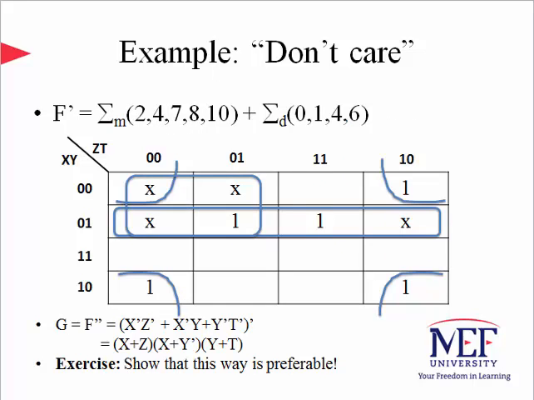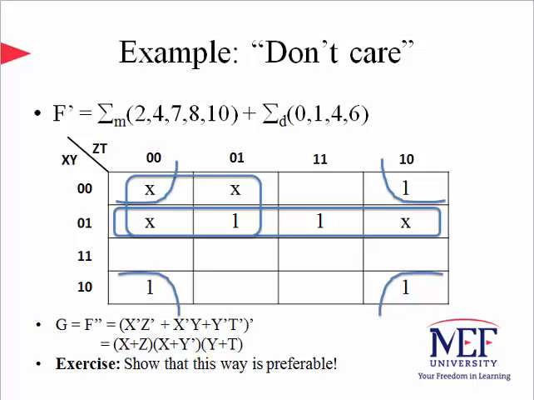Let's consider the same example, but this time the inverse of the function. The Karnaugh map of the inverse of F has ones in places of zeros of the previous map, if you realize that. The don't cares stay intact, by the way. So if we use the optimization techniques, we can come up with the expression x' z' plus x' y plus y' t. Of course, we need to invert this to get the original function F. This will give us a Boolean expression in POS form.